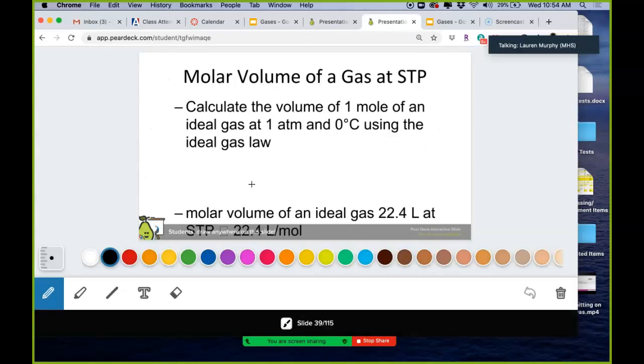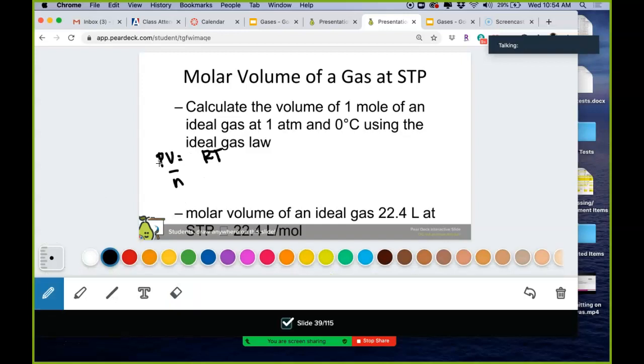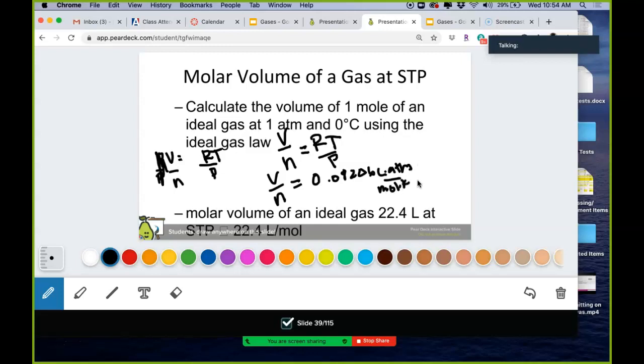So if you do this, you say, okay, PV equals nRT. And molar volume is defined as volume over moles. So I move the moles over there. And then, in order to get the molar volume by itself, I have to divide both sides by P. So molar volume equals RT over P. So molar volume equals, the R constant is 0.08206. I use that one because the pressure is in atmospheres. Temperature at STP is 273 Kelvin. It's a set number. And pressure at STP is 1 atmosphere.